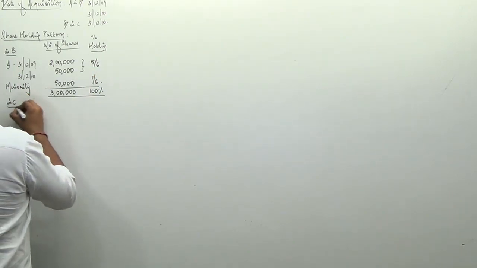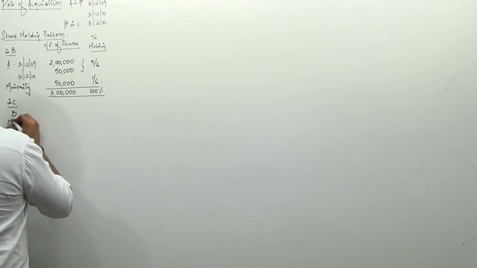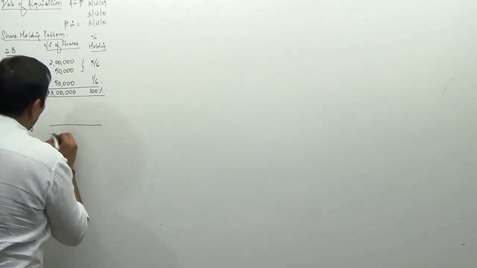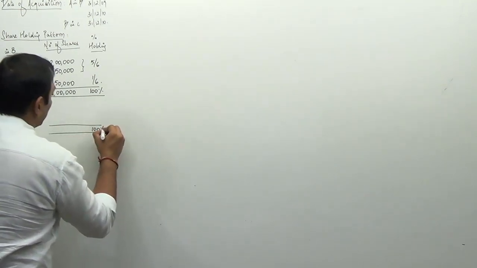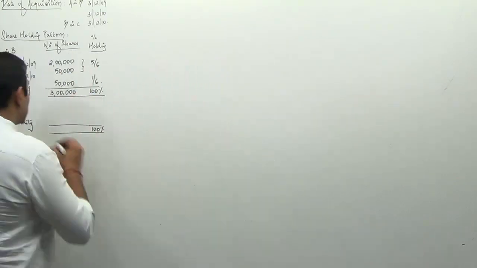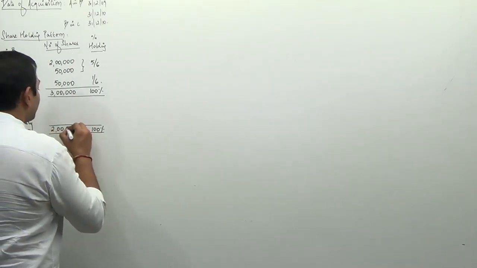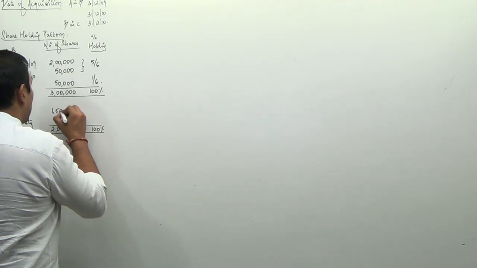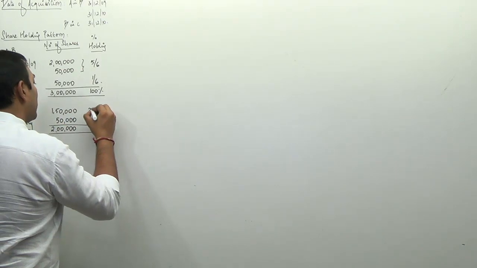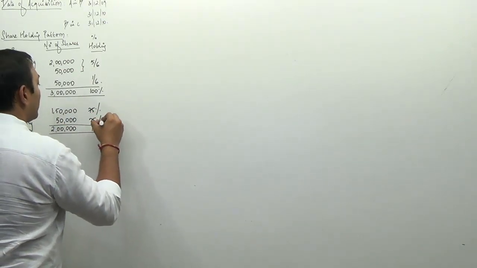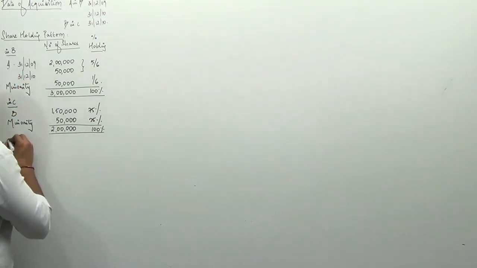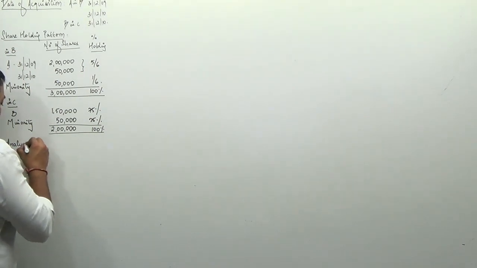What about in C Limited? B and minority. B Limited holds 1,50,000 shares in C. Total share capital in C is 2 lakh shares. 1,50,000 held by B. Balance 50,000 held by minority. So this is 75-25. Go for analysis of reserves.